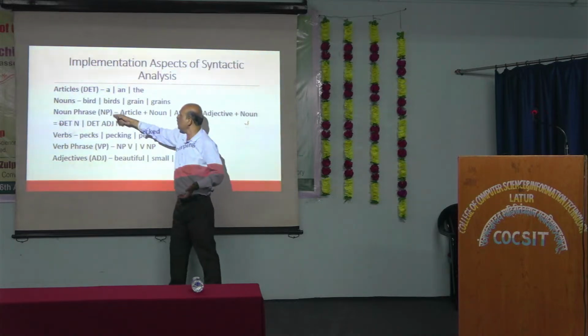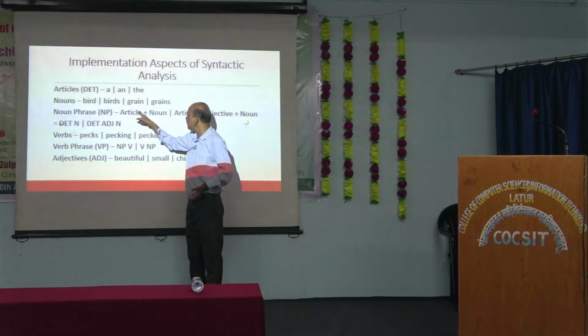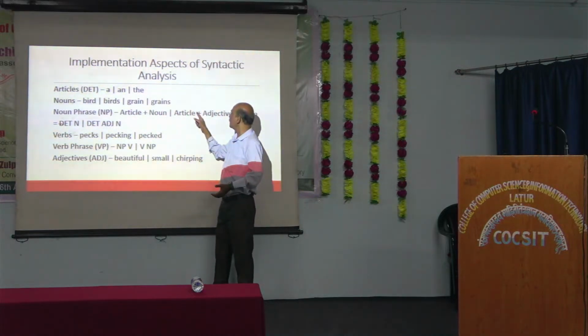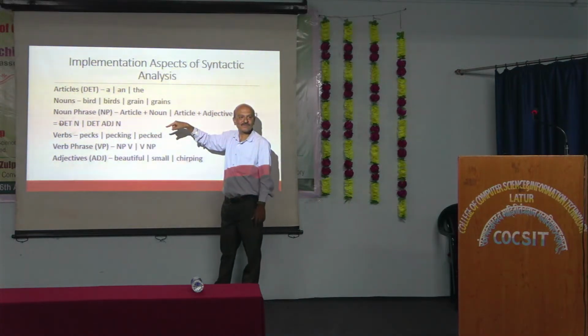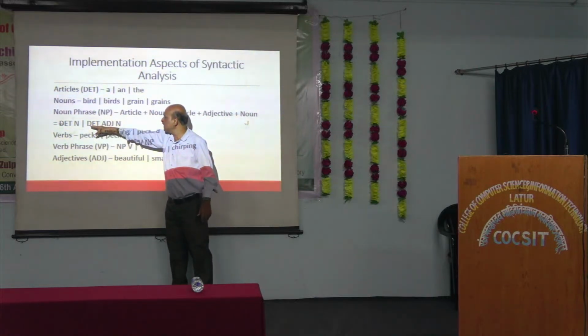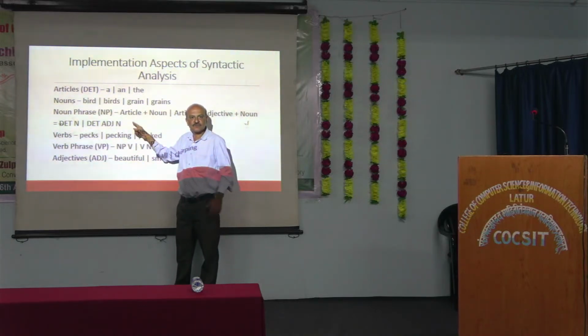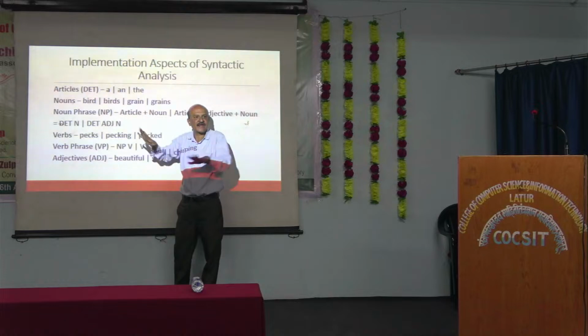Okay. Now, noun phrase, how is it created? See, a combination of article plus noun plus article plus adjective. So this is how the noun phrase is created. Determiner, noun, determiner. This is not the symbol we are creating. This is the context-free grammar.